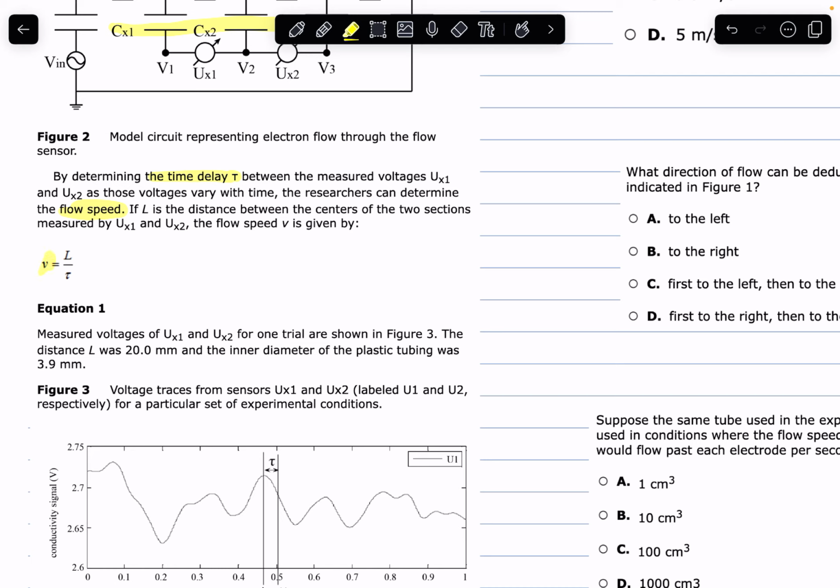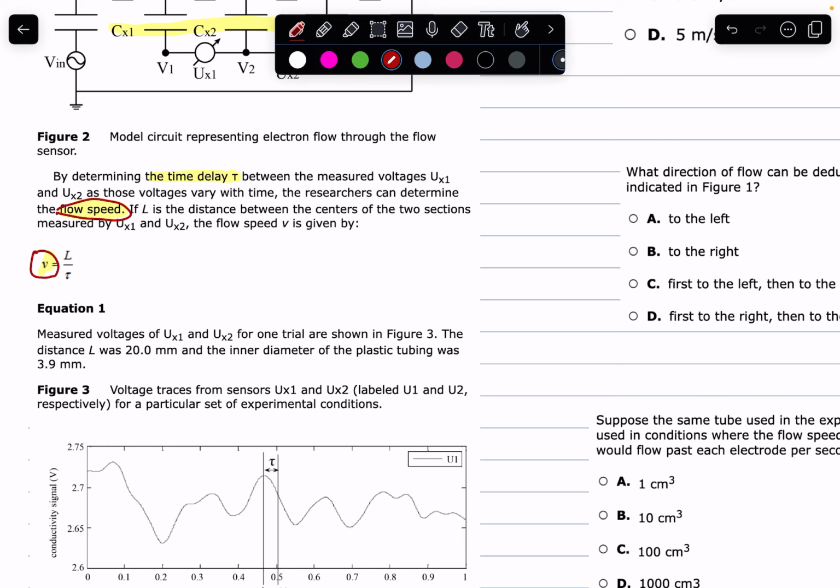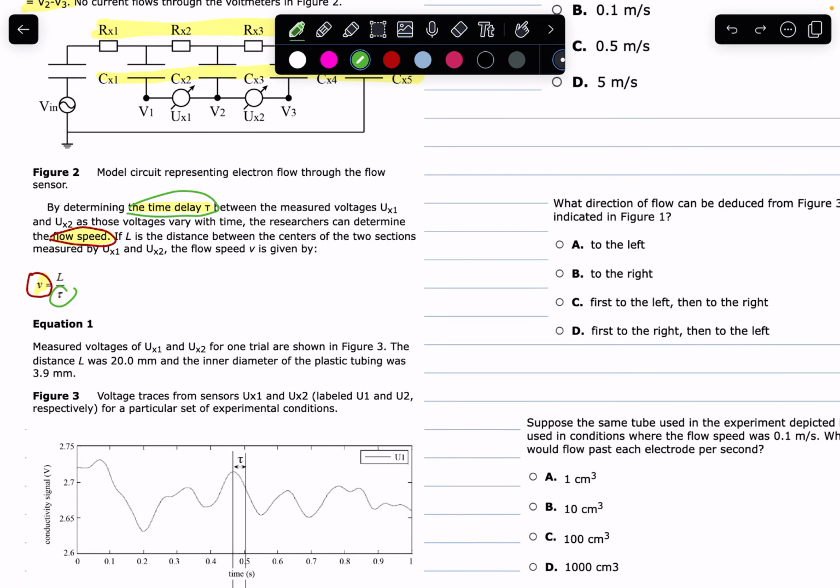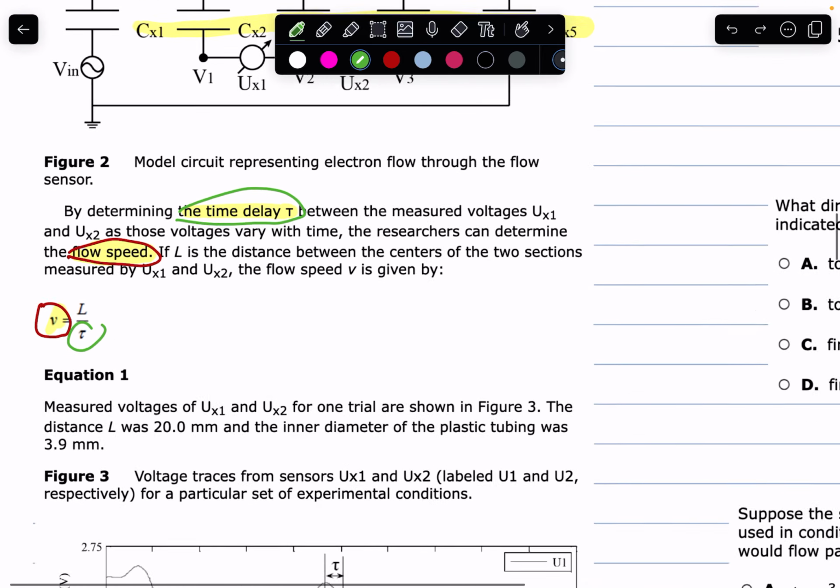Okay, so this is flow speed. And then it's L over, this is basically the time delay T, right? Because we said that we're using this time delay T and also L to measure the flow speed. That's what the paragraph tells us. So even if the symbol looks a little different, you can really infer that from the passage, right?